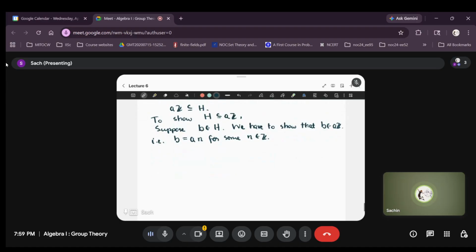To do that, what we do is, by choice of A, how did we choose A? We said A is the smallest positive integer in H.